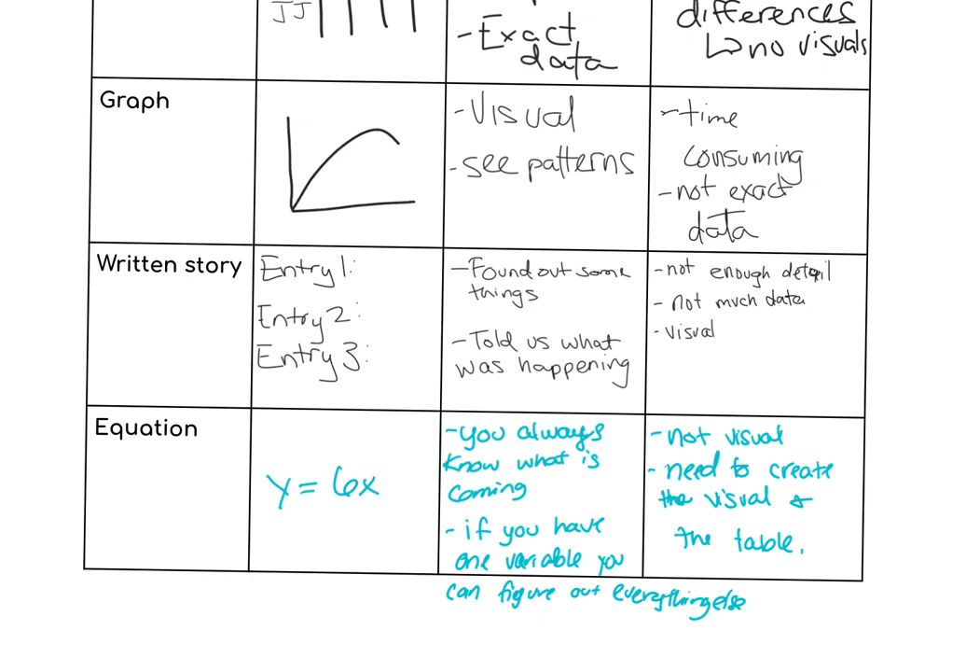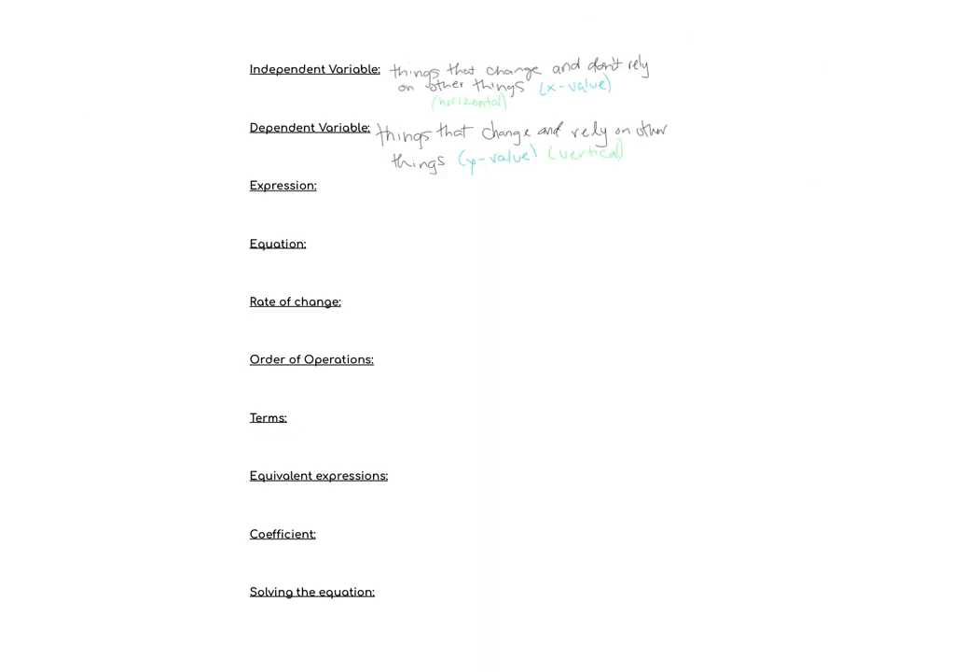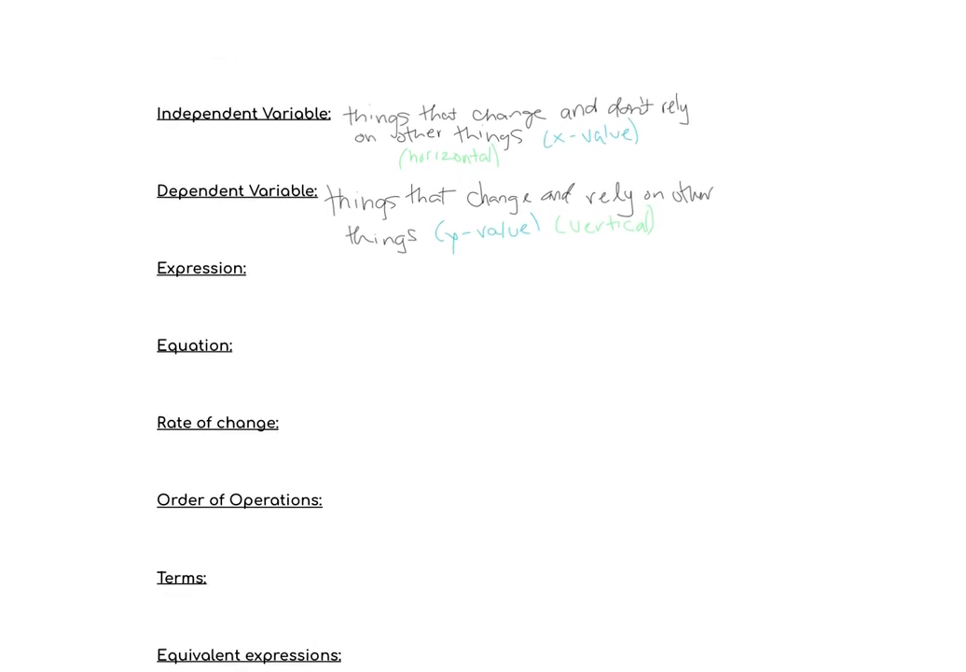Okay. All right, and then we're going to move on to the back, which we already have two of our definitions here. I went ahead and added a little bit to these definitions. I added the word horizontal for independent and vertical for dependent, just because I feel like we forget that. So we've talked about this in class, but we didn't write it down.